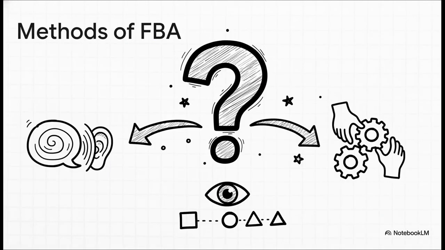To find that why, professionals act like investigators using 3 distinct methods. They might use an indirect FBA, collecting info from teachers and folks who interact directly with the student. They use descriptive FBAs, which means directly observing the antecedents, basically what happens right before the behavior kicks off. And then there's functional analysis, which is a highly controlled procedure where they actually manipulate those antecedents and subsequent events to definitively see how the target behavior changes.